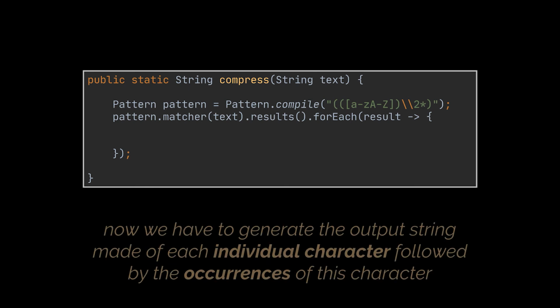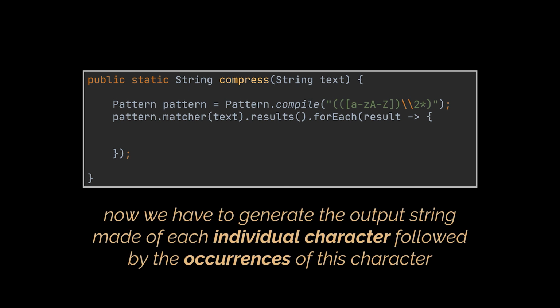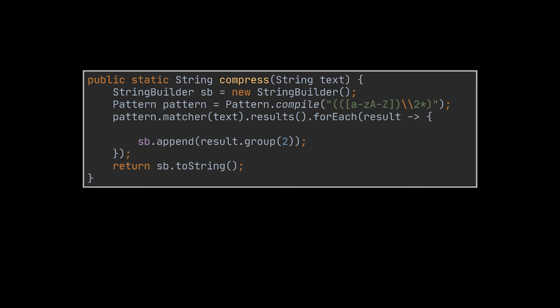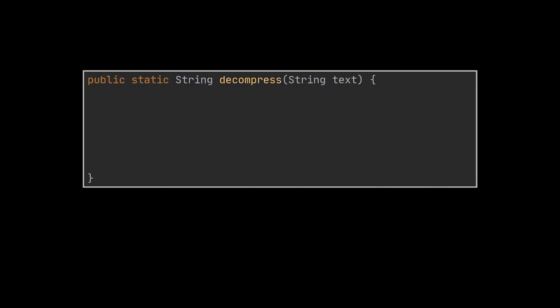What remains is generating the output string, and this string is made of each individual character, followed by the occurrences of this character. To do that, we have to create a string builder, append the character to it, which is stored in group 2 of the result we are looping over, and follow it by the length of the first group, which is the repetition of the second one and what we exactly need. That's it. We just encoded our string using the RLE algorithm. Let's go ahead now and try to decode it in the decompress method.